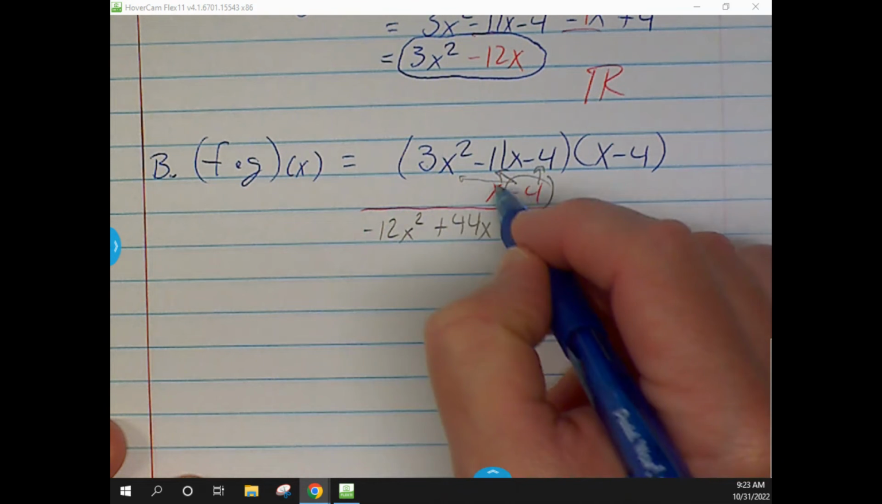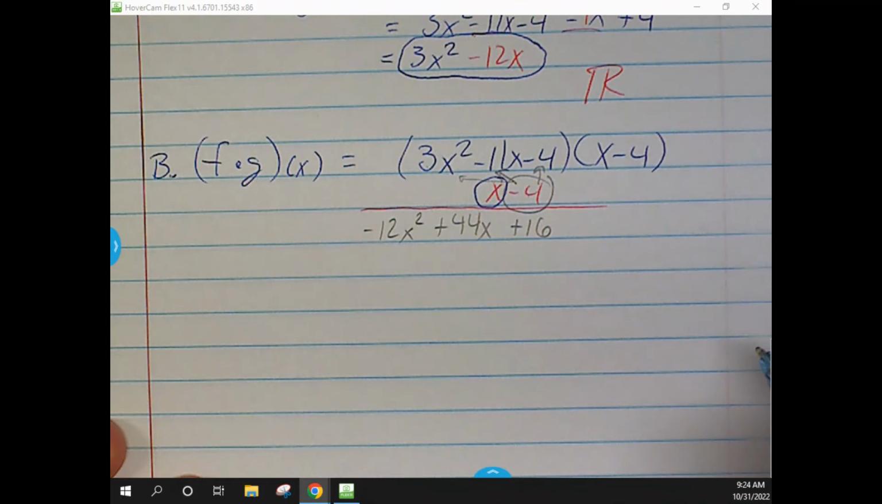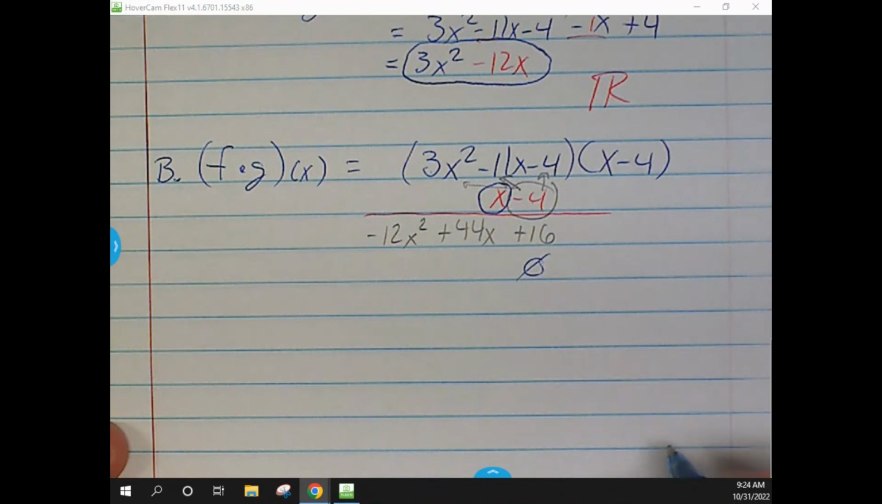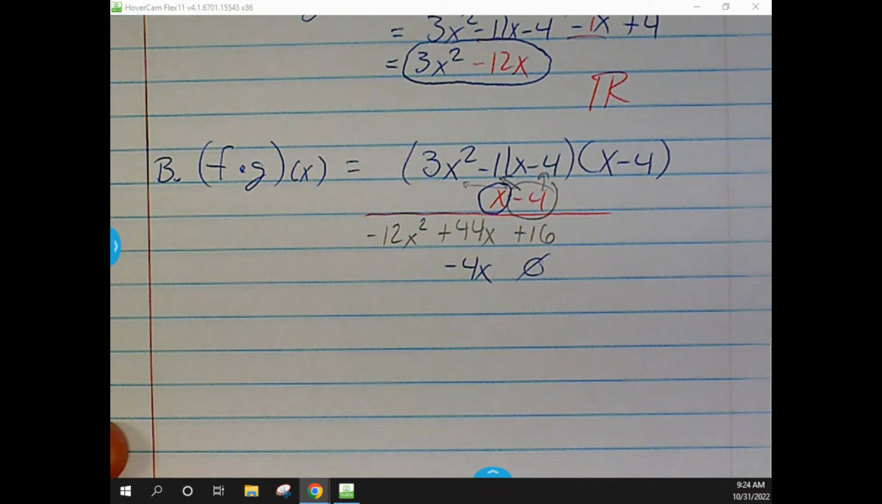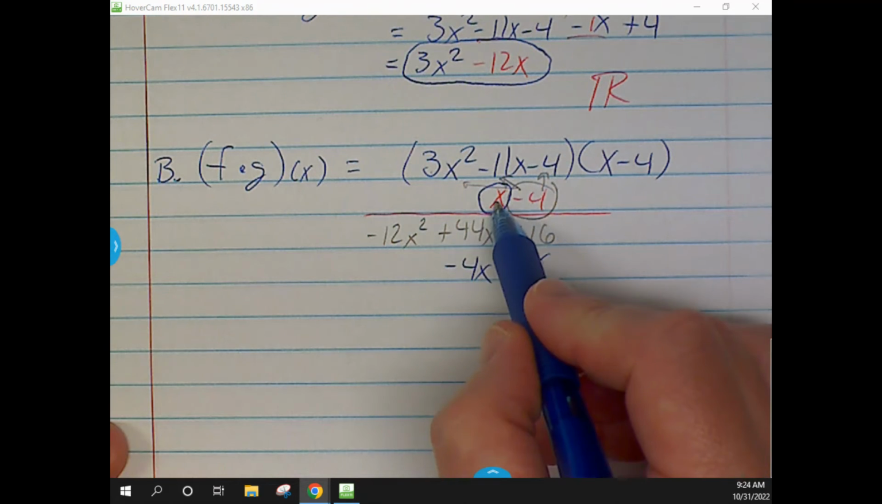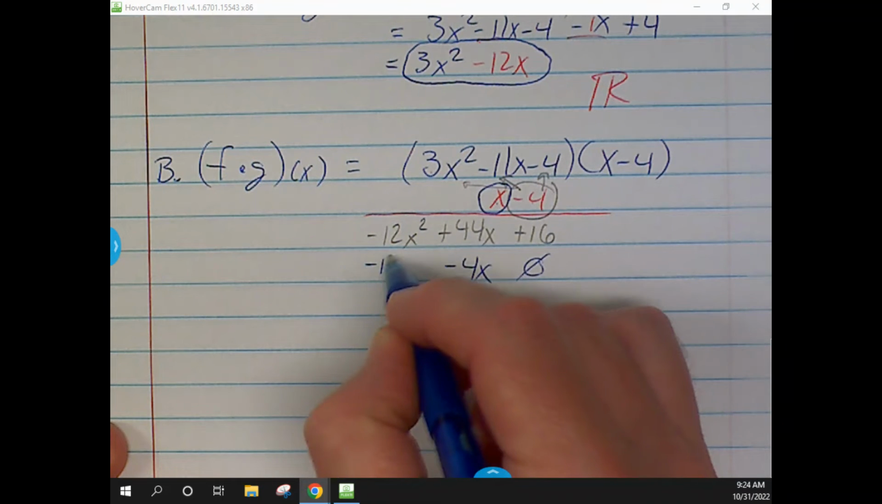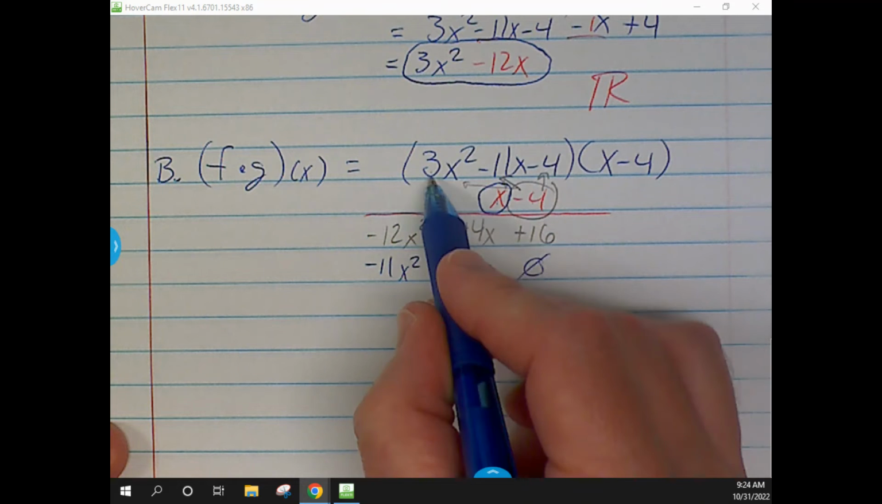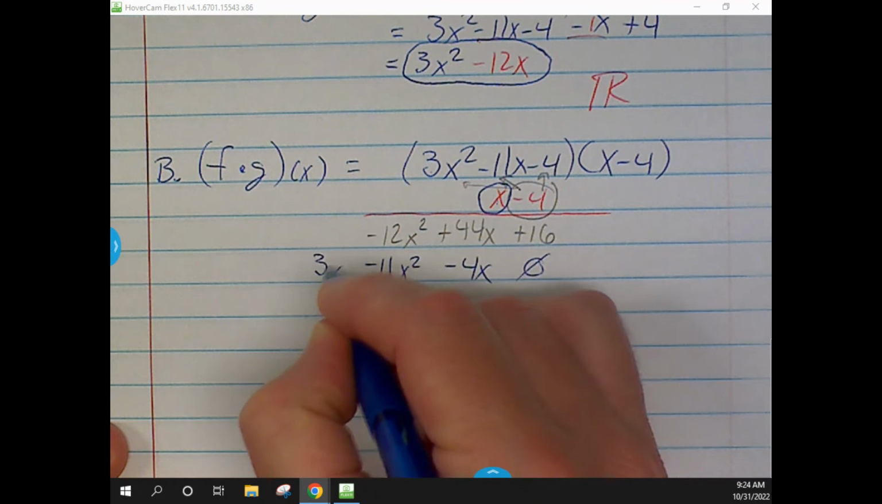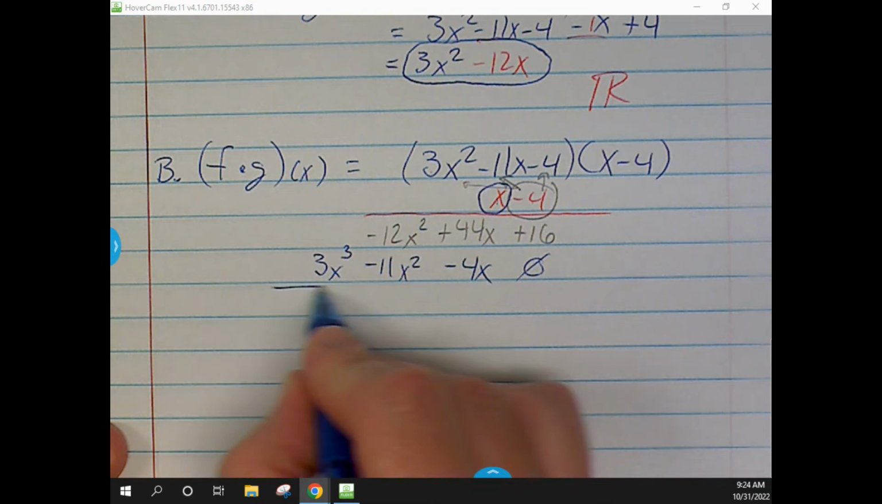Okay, and then we're going to do the same thing with x. And remember that when you're doing the big multiplication, you'd always put a placeholder here. Basically, you put a 0 here as a placeholder. And then we're going to do x times negative 4, which is negative 4x. We'll do x times negative 11x, which is negative 11x squared. And then x times 3x squared, which would be 3x to the third.